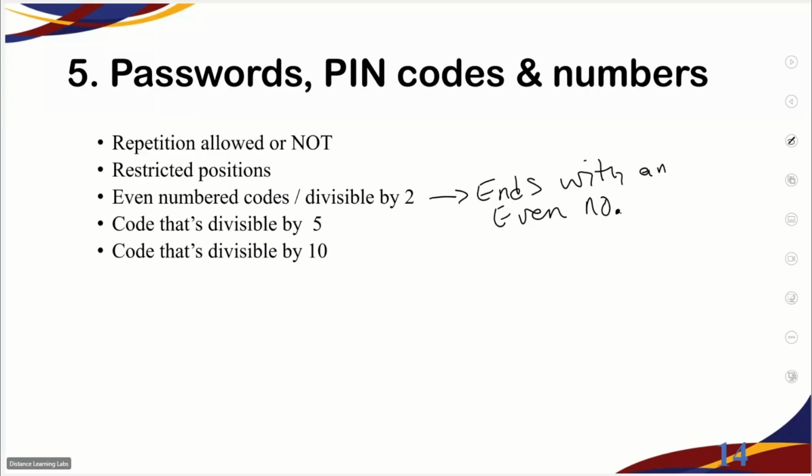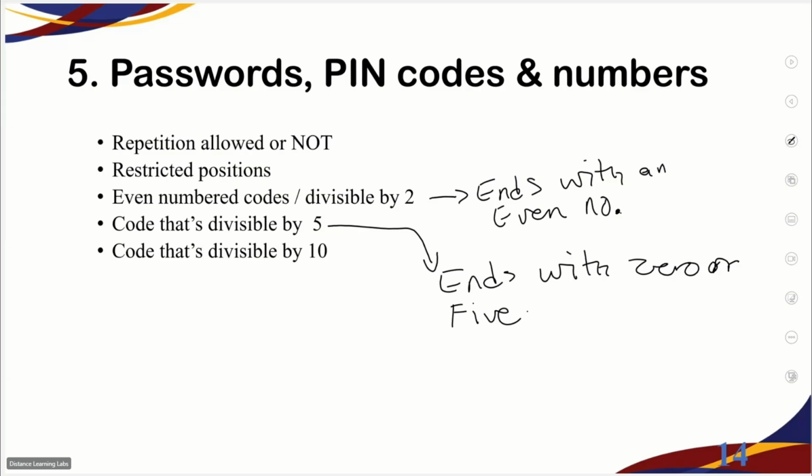The second restriction that we have is a code that is divisible by 5. For a code to be divisible by 5, irrespective of the digits, that code has to end in 0 or 5. Meaning if it says a code that is divisible by 5, the last position is the one that is being restricted. On the last position, it must only be a 0.